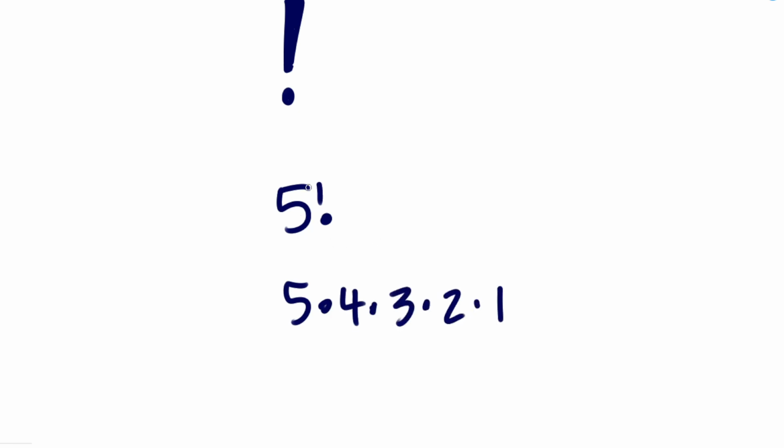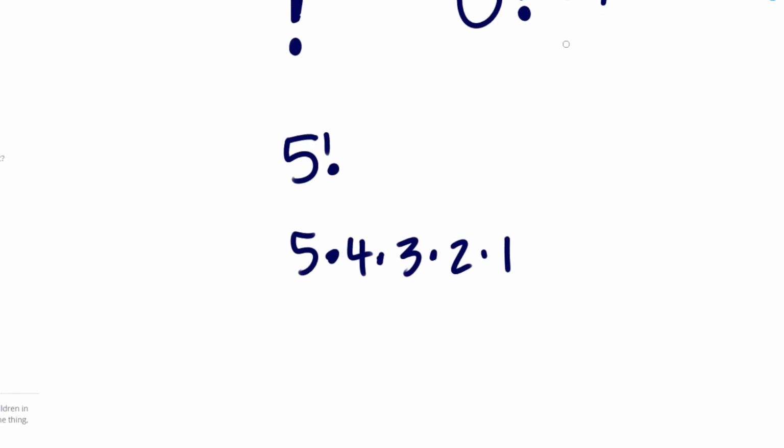It's basically this number times the number next to it, times the number next to it, and so on, all the way down to 1. The special exception is that 0 factorial is equal to 1, but everything else is easy flying. The second and third concepts are the idea of permutations and combinations.